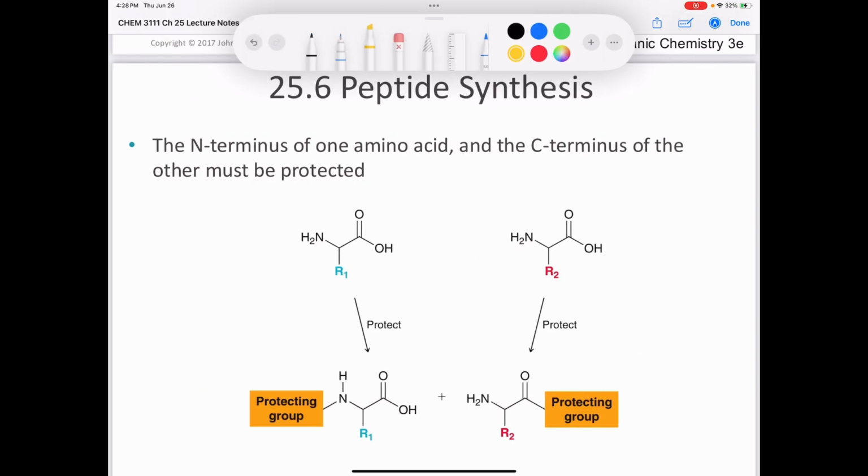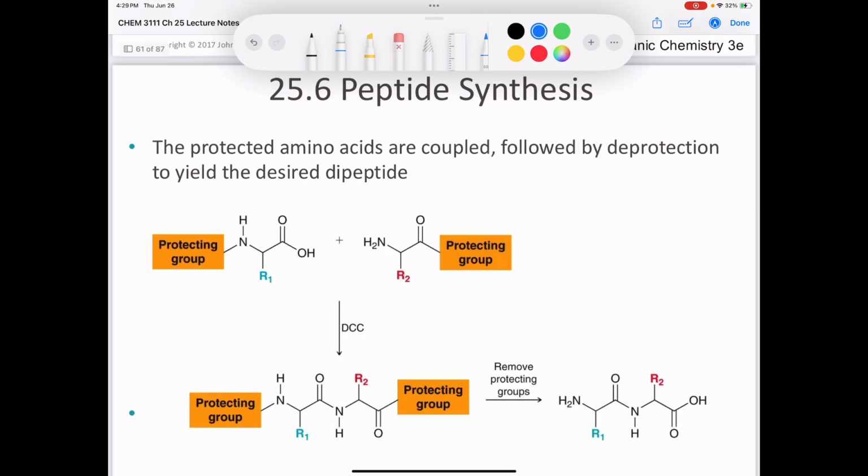And so as I just stated in the previous slide, the N-terminus of one amino acid has to be protected, and in the other amino acid, the C-terminus has to be protected. Then we can end up joining here to make our peptide bond. So again, once the two groups are protected, then we could do our coupling with our dicyclohexyl carbodiimide, our DCC, and then we can just remove the protecting groups after we formed our amide bond, and there is our dipeptide, and we would only get one product in this case.